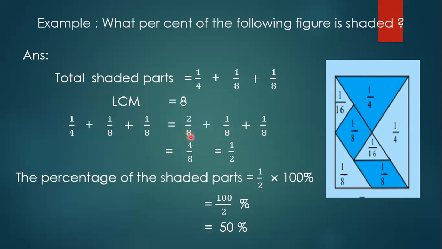Now look at these fractions. All the denominators are the same. That means we can add them. We will add the numerators: 2 plus 1 plus 1. 2 plus 1 is 3, plus 1 is 4. We will get 4 by 8.